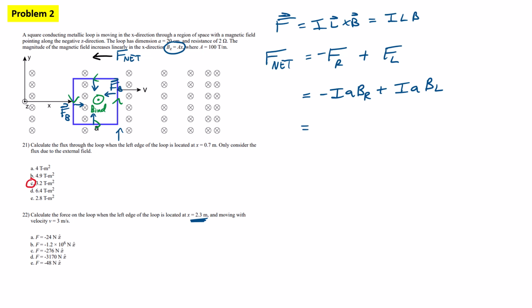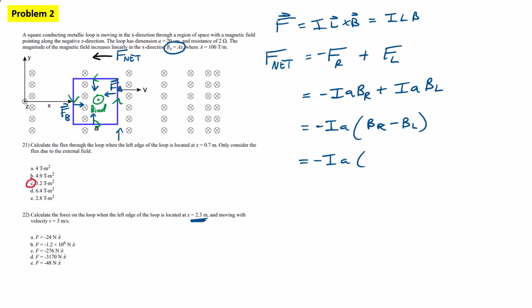So I'm going to go ahead and just factor this out. This is the same for both. And here I'm left with B_R, the right-hand side, plus B_L, or minus B_L. Oh my gosh, I'm making a couple sign errors over here. All right, so I'll come back to that induced current in just a minute, but let's worry about this side.